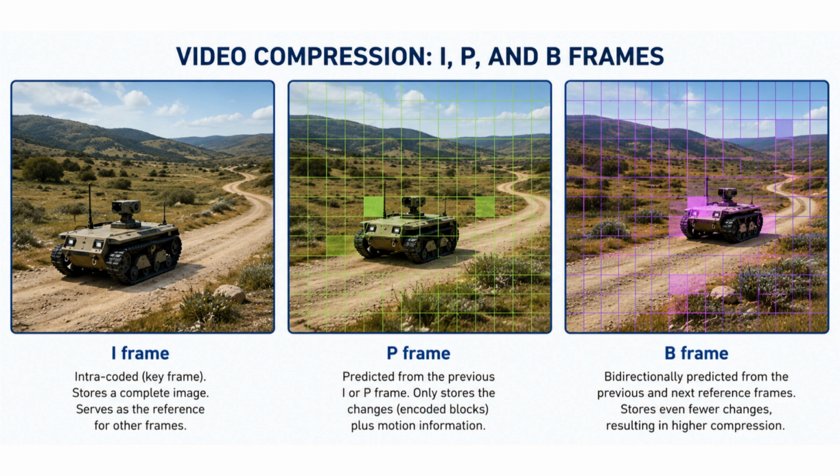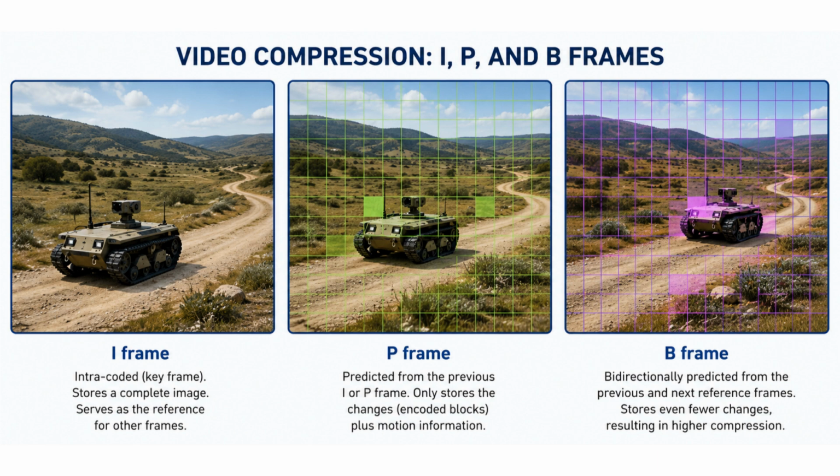Video compression breaks each frame into 3 different types of frames. Let us understand the 3 main frame types used in video compression: I-frames, P-frames, and B-frames. An I-frame is a complete image. It stores the full vehicle scene and acts as a reference for the frames that follow. Because it contains the entire picture, it requires the most data.